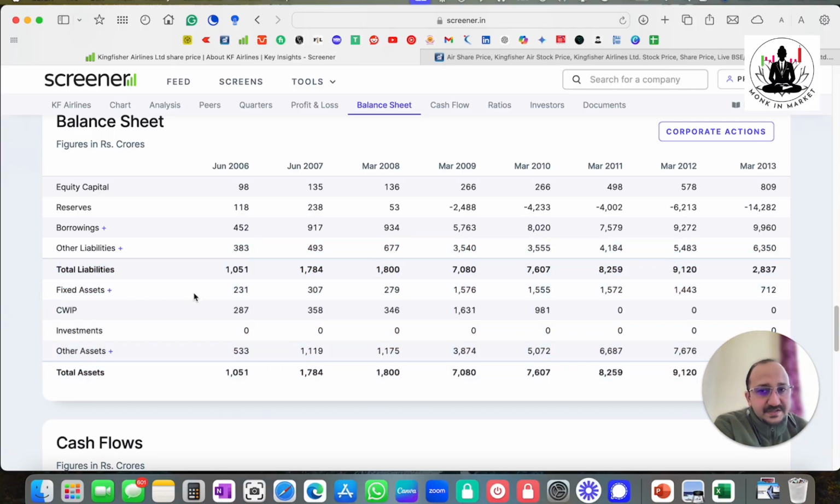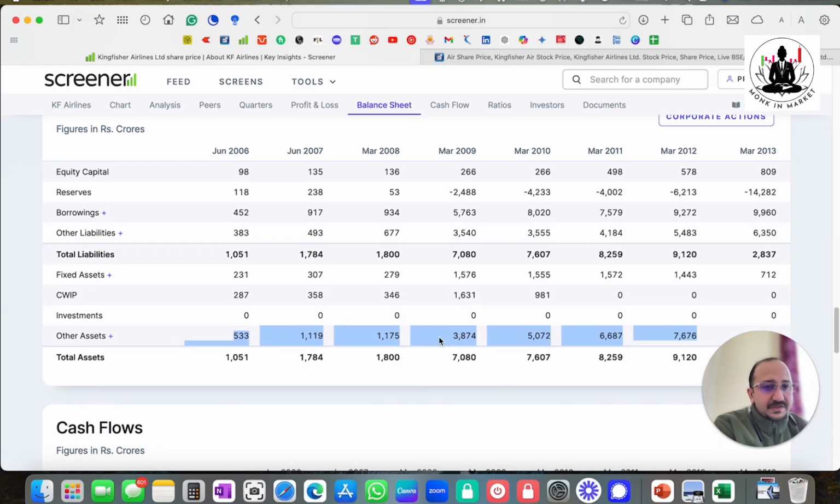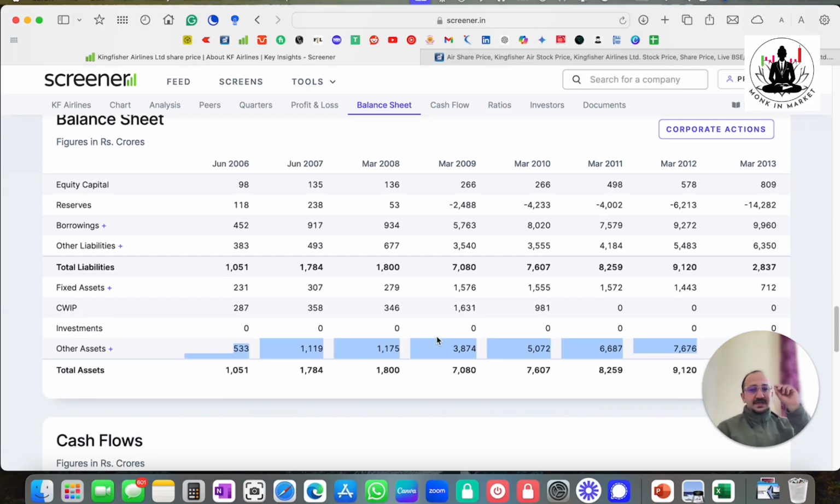These are the fixed assets, right? These are the capital work in progress, for example in some building or something like that. These are the investments, and these are the other assets, which could be taken as current assets. I hope this is clear to everybody. Now, I want you to see very carefully here, guys.